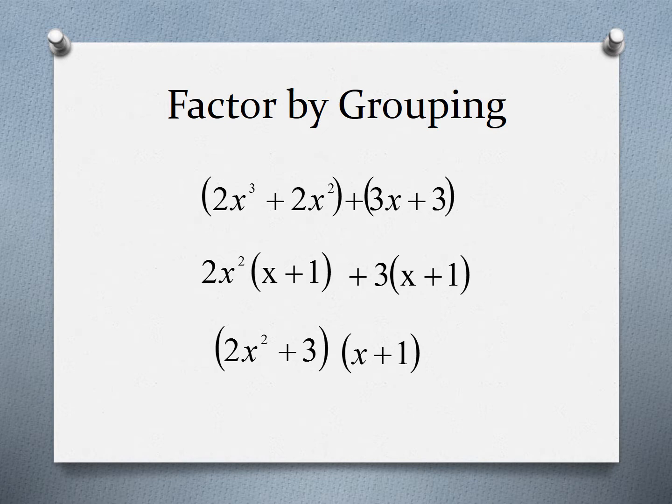our original polynomial. Now I have completed this particular example problem where 2x cubed plus 2x squared plus 3x plus 3 can be unmultiplied, if you will. And when we do that, we end up with what we have on our very last line, 2x squared plus 3, that quantity multiplied by x plus 1.